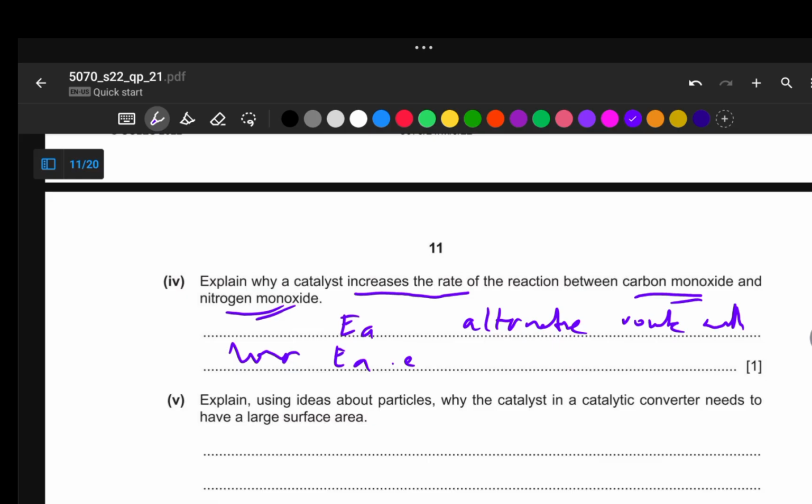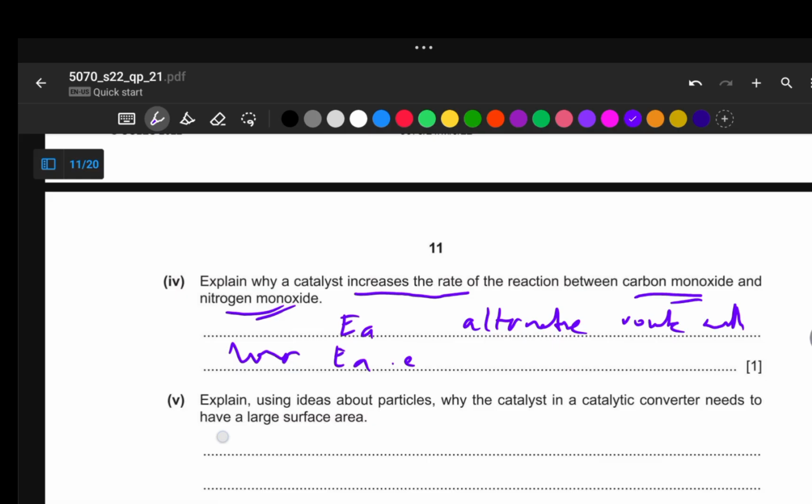And then explain, using ideas about particles, why a catalyst in the catalytic converter needs to have a surface area. So for a surface area, the molecules are going to adsorb on the surface, thereby increasing the rate of collisions, and then the reaction is going to occur since we have increased the surface area, right?